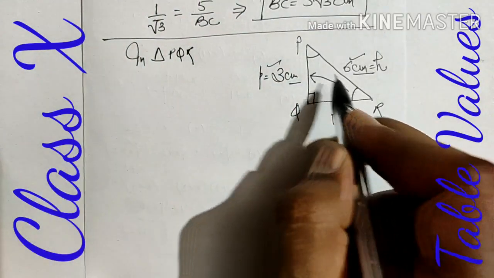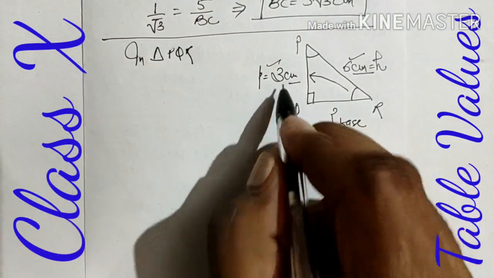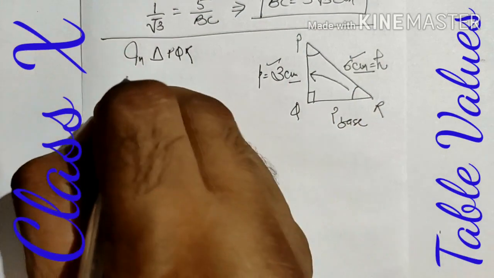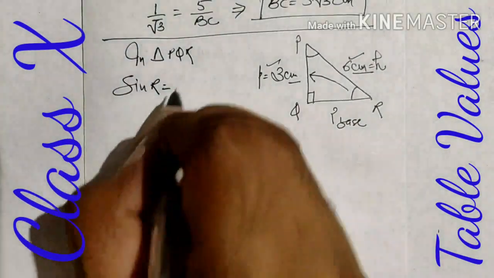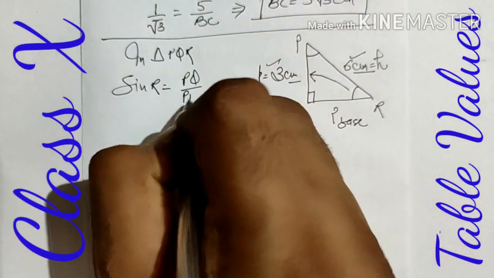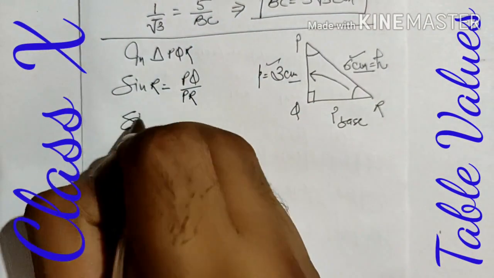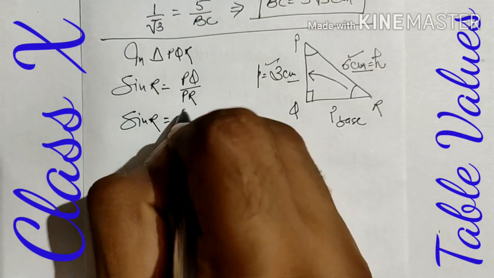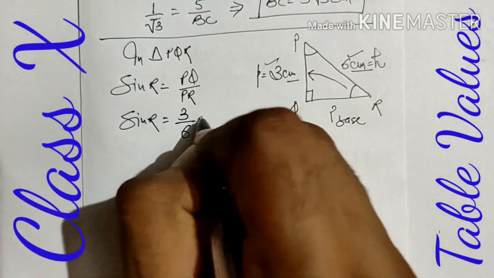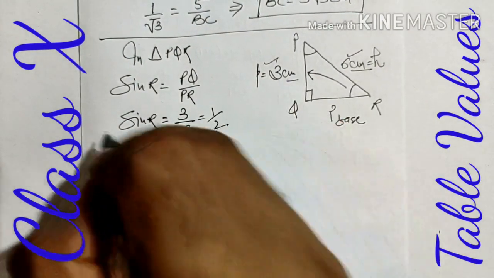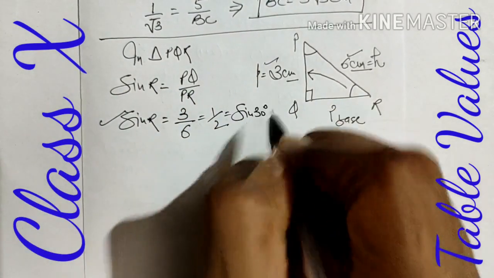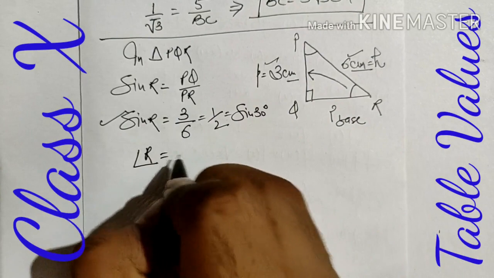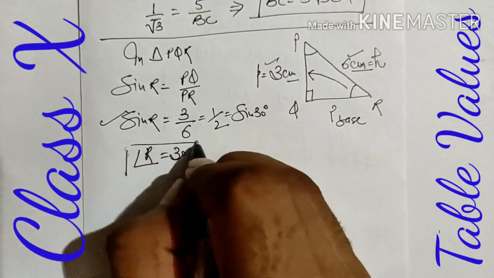If we see in front of this angle, this side is known as perpendicular. P by H we are going to use. P by H is given by sine of theta. Theta is at vertex R. PQ by PR. Sine of R, PQ is given as 3 cm, PR is given as 6. It becomes 1 by 2. In the sine table, this value comes at 30 degree. It means angle R becomes 30 degree.